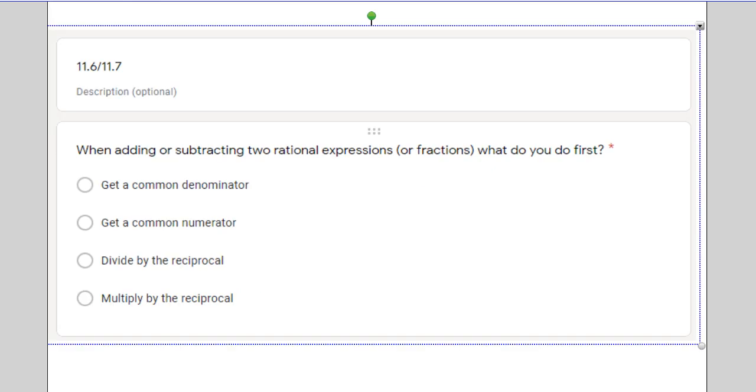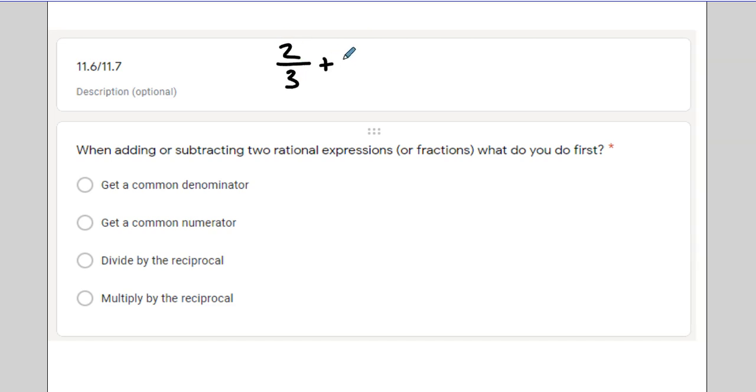Then 11.6, 11.7 had us adding and subtracting rational expressions. When adding or subtracting rational expressions or fractions, what do you do first? Well, for example, if I had something like 2/3 plus 1/4? I can't add those right off the bat because they're not like terms. This is counting thirds, this is counting fourths. I need to get a common denominator first. A common denominator of thirds and fourths would be 12.